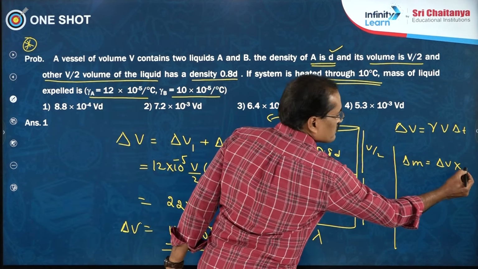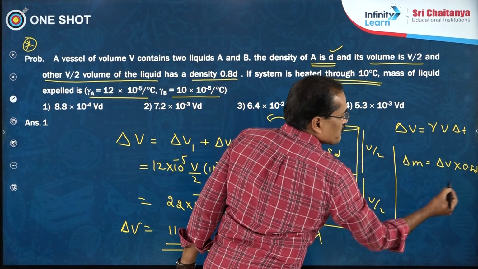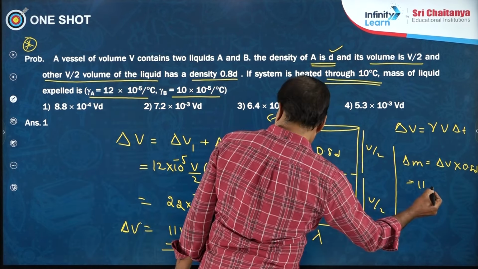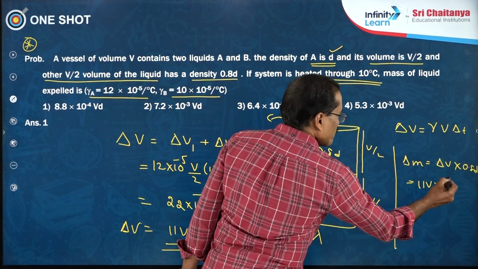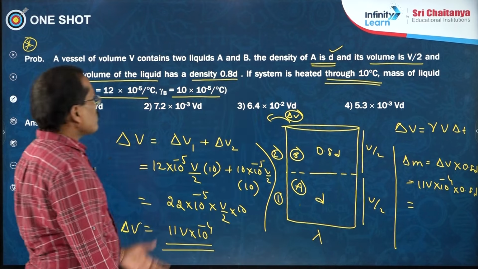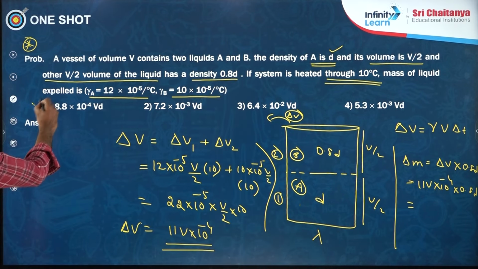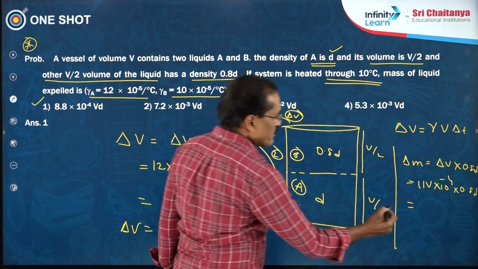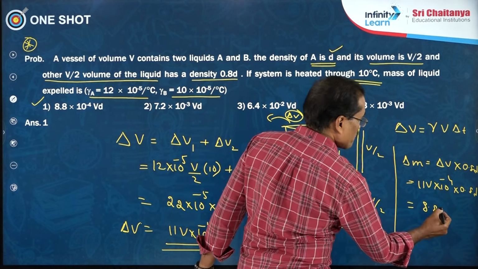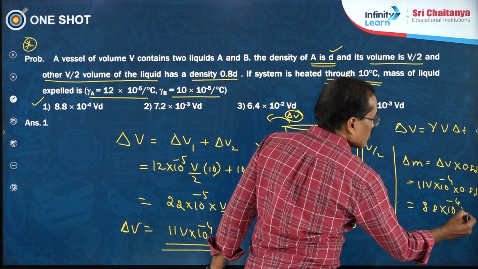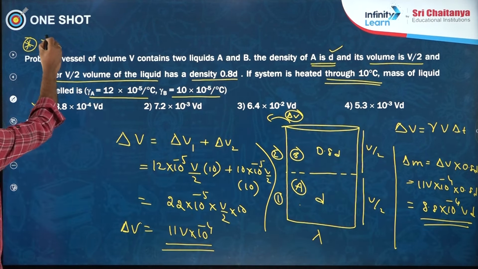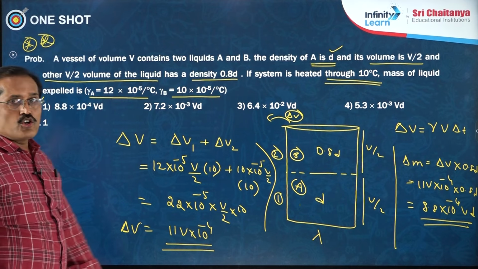0.8 into D. Delta V is equal to how much? You can substitute here, 11 V into 10 power minus 4 into 0.8 D, which is equal to, you can see the calculations here, the first option will be the correct answer, 8.8 into 10 power minus 4 into V into D. Children, this is one important one, right. I hope you understand this.